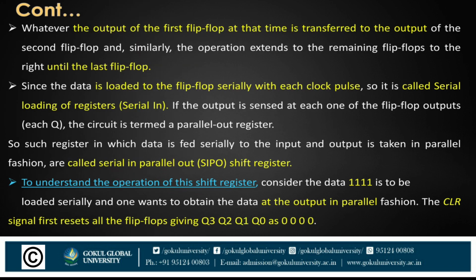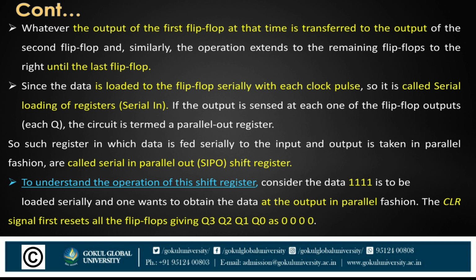Whatever the output of the first flip-flop at that time is transferred to the output of the second flip-flop, and similarly the operation extends to the remaining flip-flops to the right until the last flip-flop. Since the data is loaded to the flip-flops serially with each clock pulse, it is called serial loading, or serial in. If the output is sensed at each one of the flip-flop outputs, the circuit is termed a parallel out register. Such a register, in which data is fed serially to the input and output is taken in parallel fashion, is called a serial in parallel out shift register.